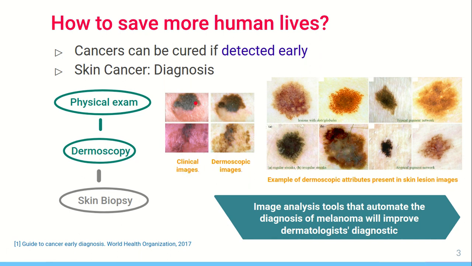We have here on the left clinical images and on the right dermoscopic images. The dermatologist assesses the presence of attributes such as points, stretch marks, streaks, color, shape, among others. If the dermatologist thinks it may be cancer, a biopsy is done. Therefore, we as computer scientists can help dermatologists by developing tools that automatically give a diagnosis.